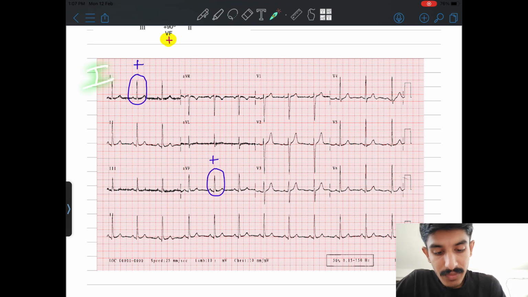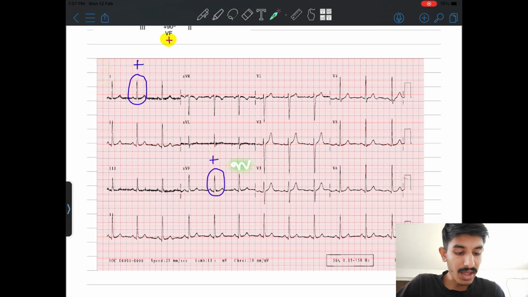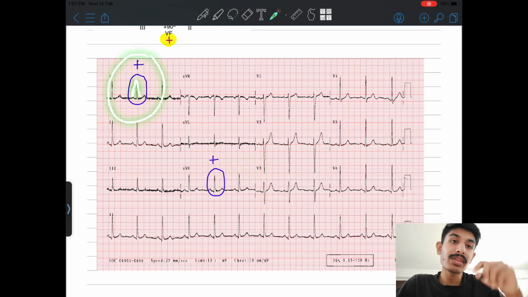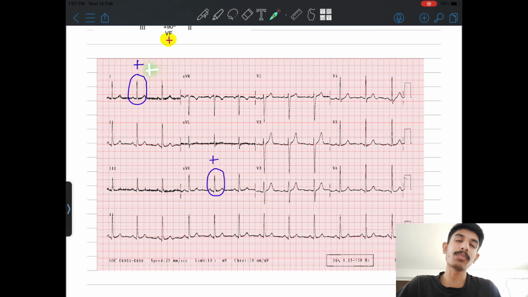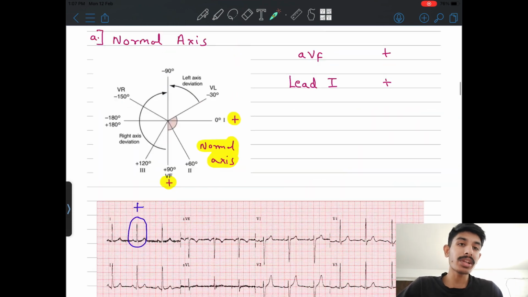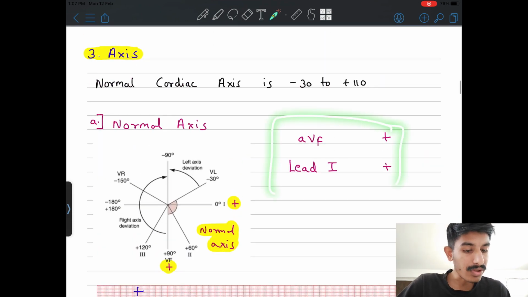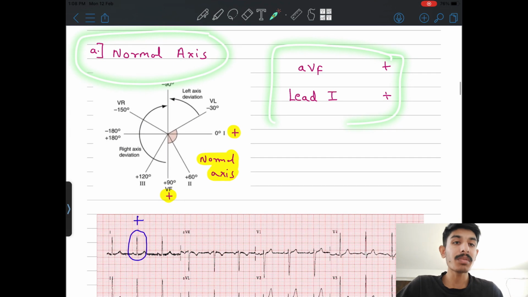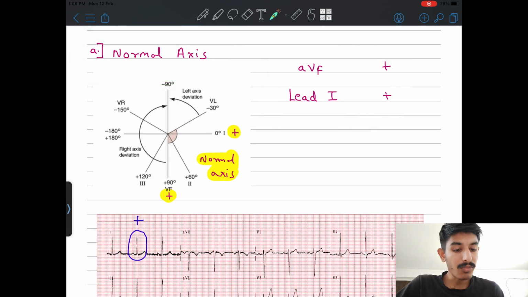First check limb lead 1 and AVF. If the R wave is upward and it is positive, then write positive here. Then in AVF, look, the R wave is upward, then again write positive. So if both are positive, then it is normal cardiac axis. If one is positive you will write plus, if one is negative you will write minus, okay.